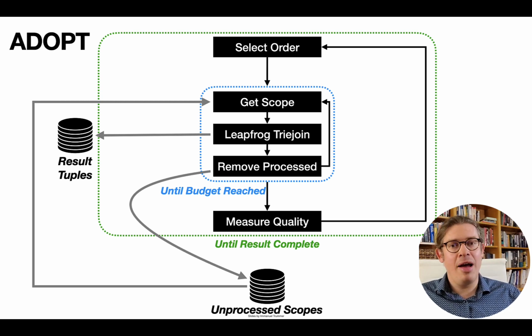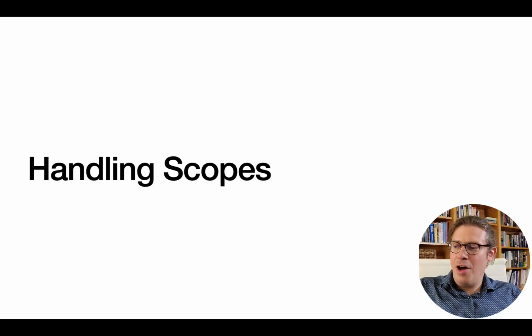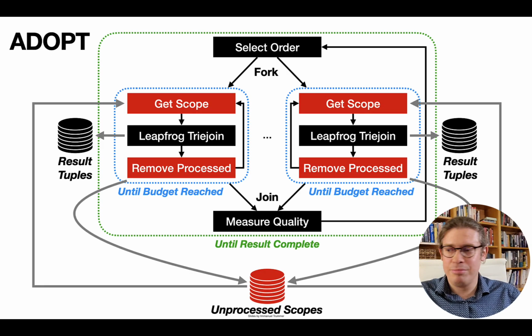Now we can apply the same technique that we use to avoid redundant work across different episodes, to also avoid redundant work across different threads. So ADOPT supports multi-threading, and it makes sure that the same values are generated neither by different threads nor with different attribute orders. Now, a key problem in this context is making sure that we select the right scopes that have not been processed yet. Let me illustrate the principle by an example.